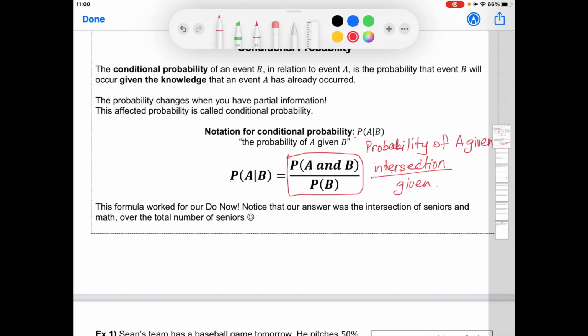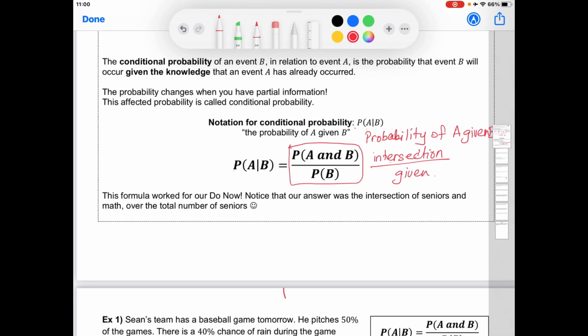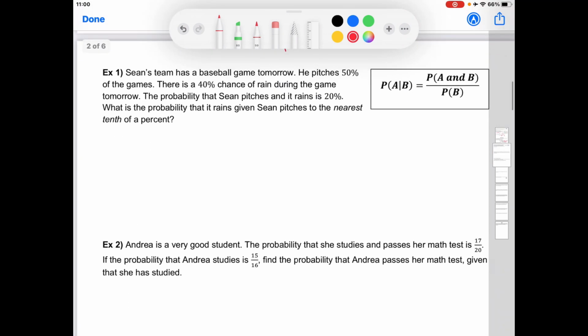This formula worked for our do now. Notice that our answer was the intersection of the seniors and the math over the total number of seniors, which we did, right? So again, I wrote the rule here. It doesn't matter. How do I read it? Here, A given B. B is the given one. The one letter that's written after is the given. We always refer to that, okay?